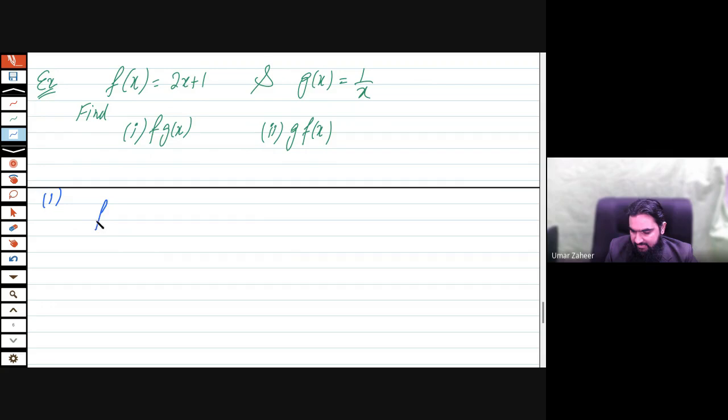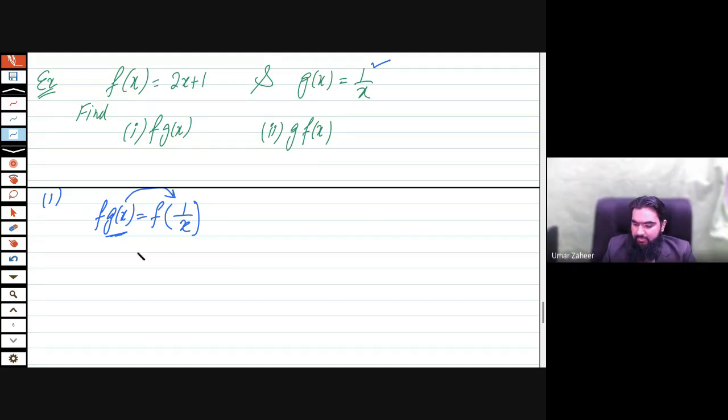So let's do the first part first. We have to find f into g of x. So f as it is, we have to substitute the value of g of x. What is the value of g of x? The value of g of x is 1 by x. Any question up to here? I just substitute the value of g of x.